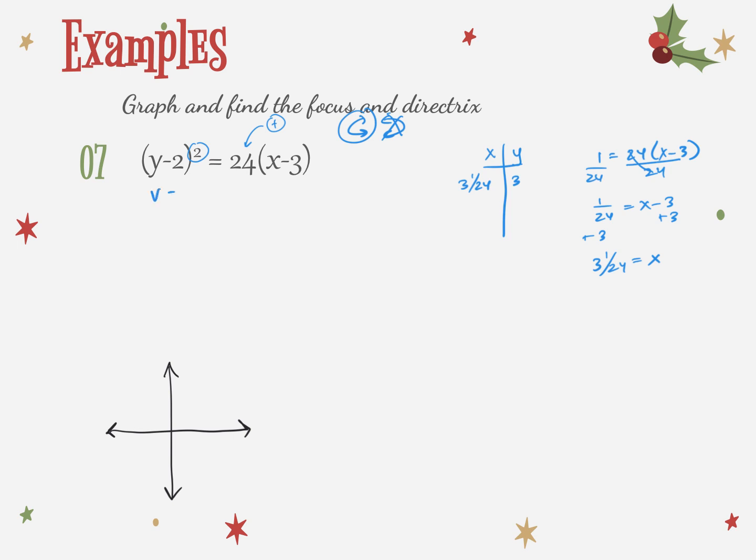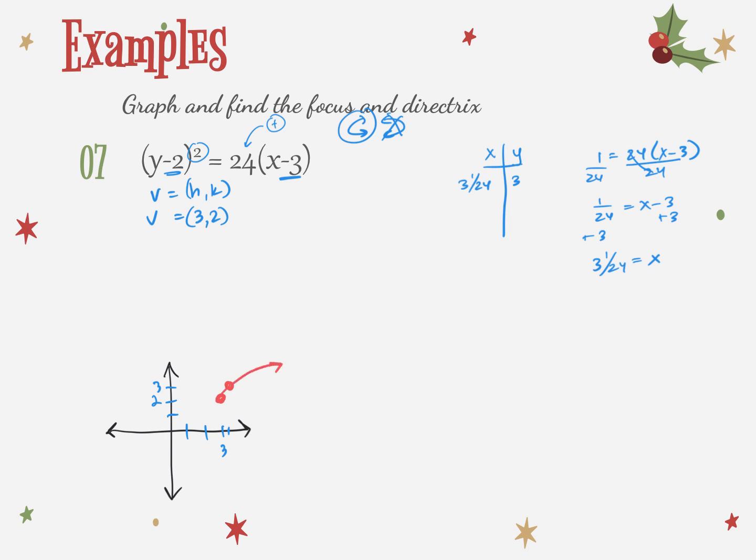Now my vertex here, remember, it's always h and k. The h goes with x, so it's going to be 3. The k goes with the y, so it's going to be 2. So my vertex is going to be (3, 2), right here. My graph is going to open to the right, and I know that when x is 3 and 1/24, my y value is 3. So 3 and 1/24, let's make it right there, and my y value is going to be 3. So it looks like that.